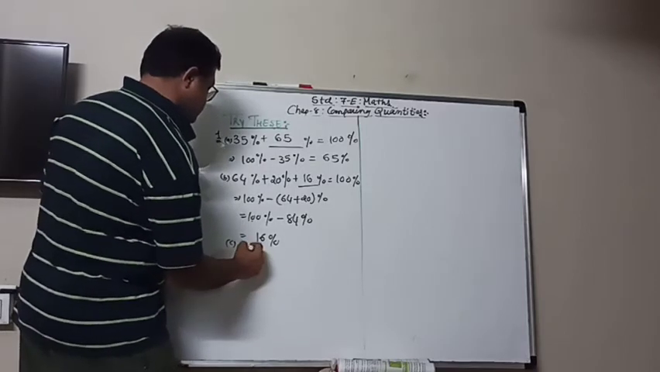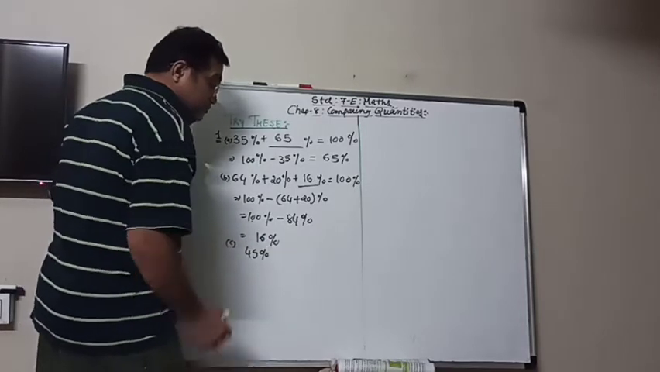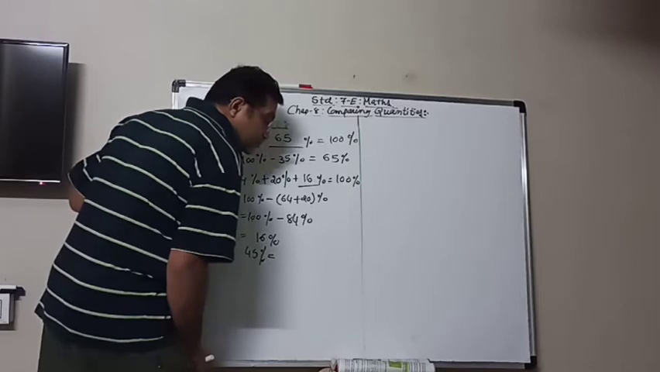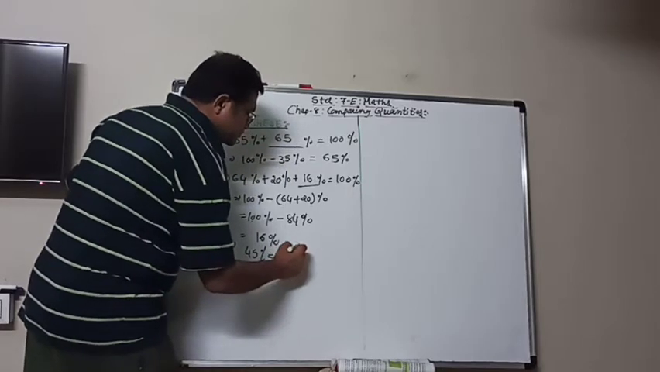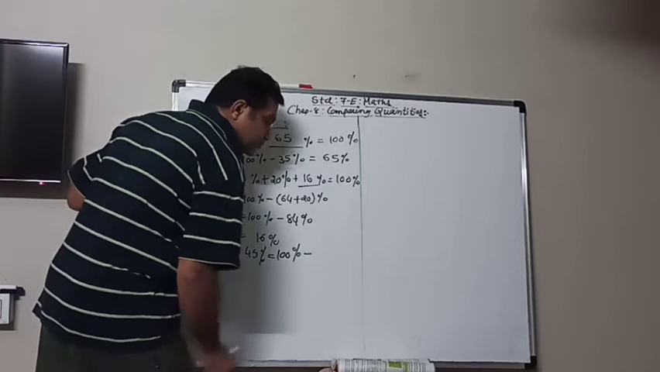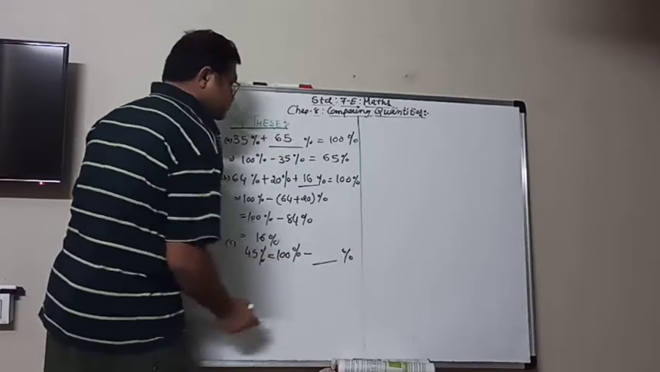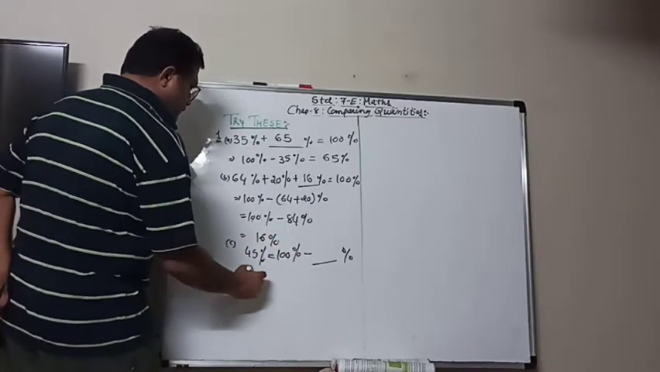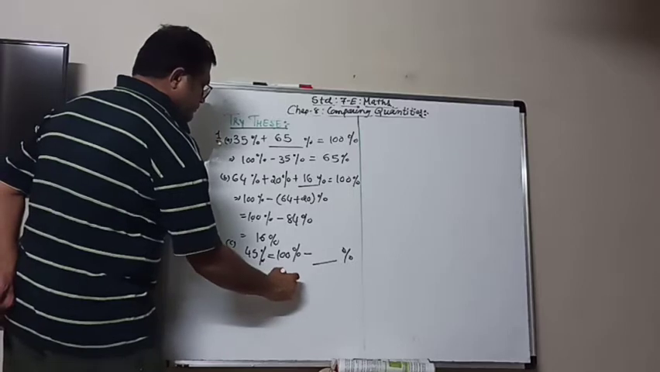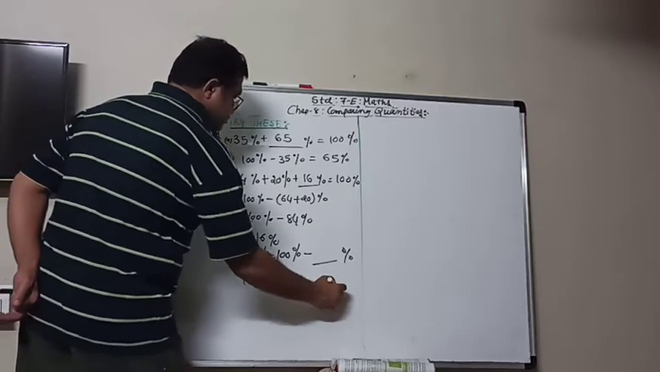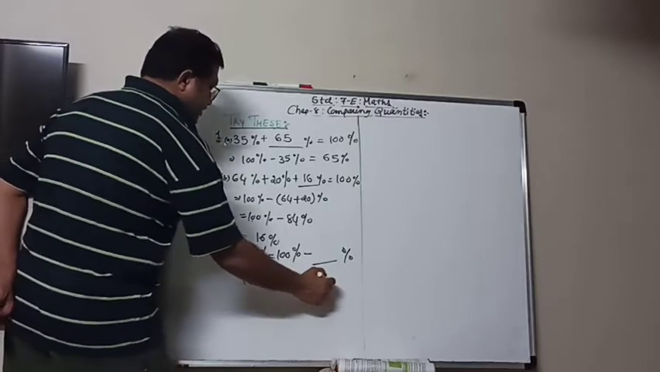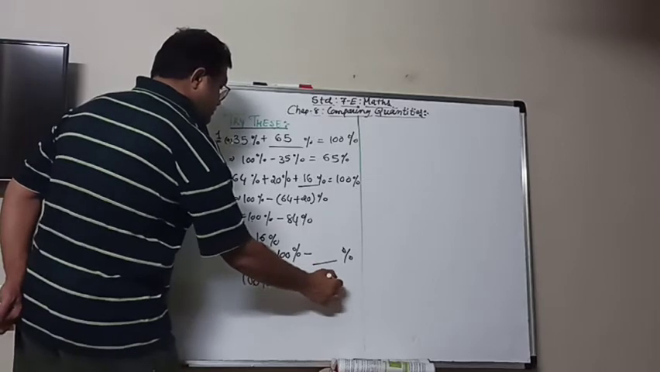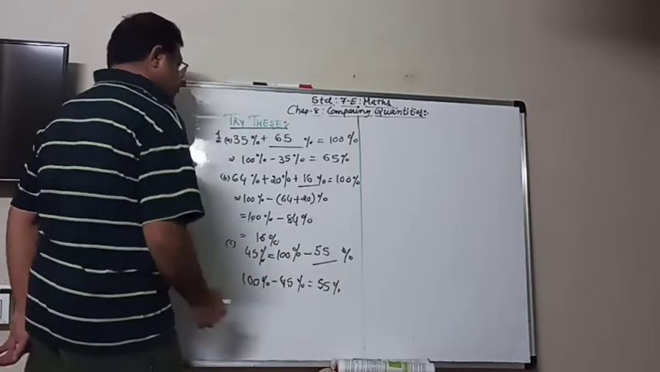45% is equal to 100% minus blank percent. So here also we have to subtract 45 from 100. So 100% minus 45%. So 10 minus 5 is 5, 9 minus 4 is 5. So our answer is 55%.